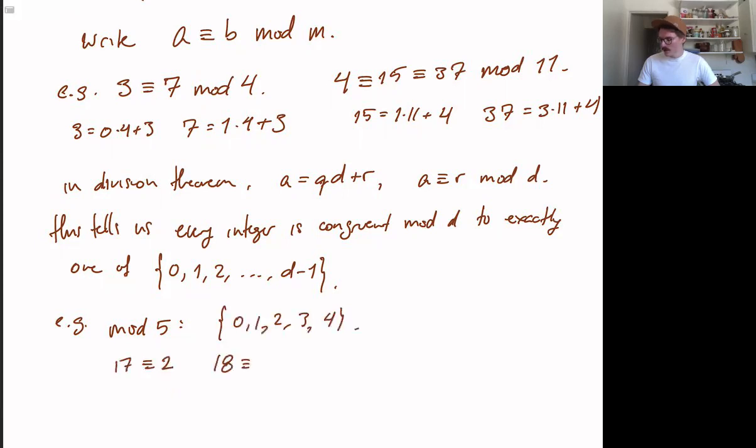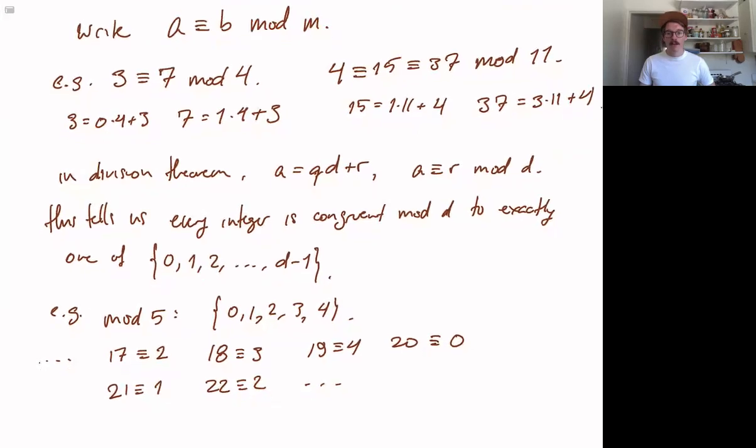And then 18 is congruent to 3. And 19 is congruent to 4. And 20 is a multiple of 5, so it's congruent to 0. And then 21 is congruent to 1. 22 is congruent to 2, and so on, in both directions. You just cycle through this list of 5 elements. So this is what it means to work modulo some integer, mod m.